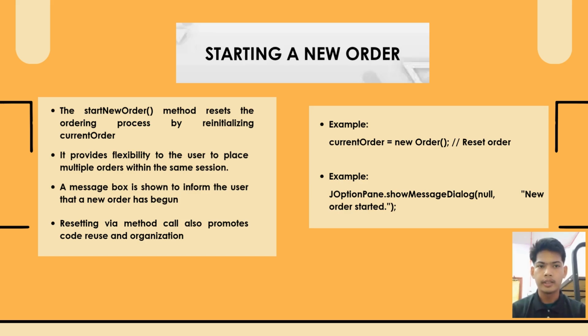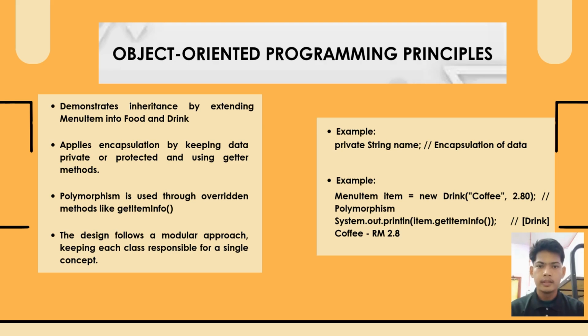The startNewOrder method resets the ordering process by creating a new current order. This lets the user place multiple orders in the same session. Using a method for this keeps the code organized and reusable. A message box appears to let the user know that the new order has started.